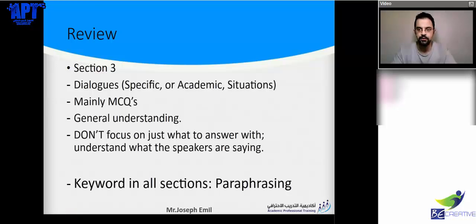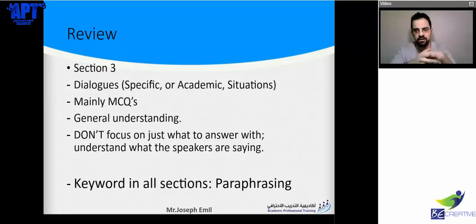Here we are. So again, dialogues are a common occurrence in the third section. I've seen an exception in just one test, okay, in which it was a monologue, but in almost every test, section 3 is about two people speaking. Perhaps a man and a woman, okay, so that you can differentiate between the voices, and they're regarding specific or academic situations like in a university or two people preparing a project. They are mainly multiple choice questions, okay?